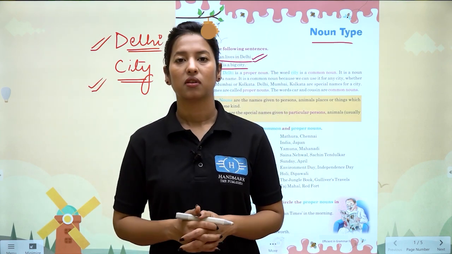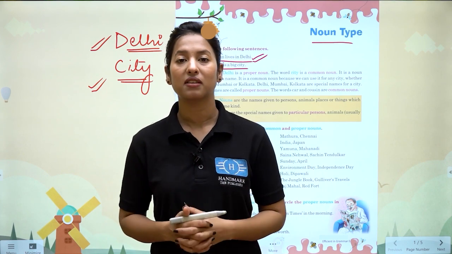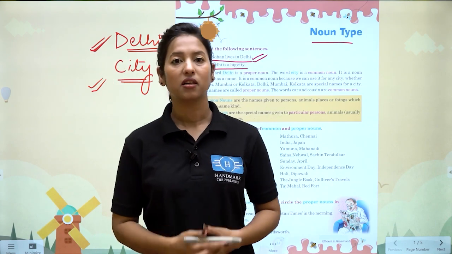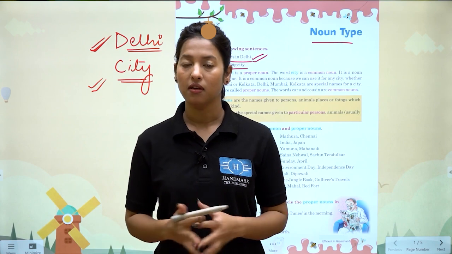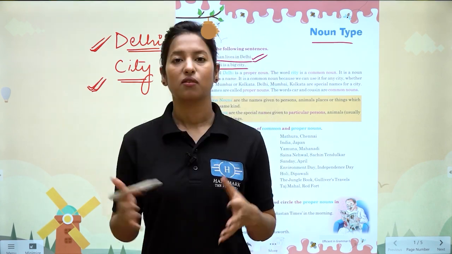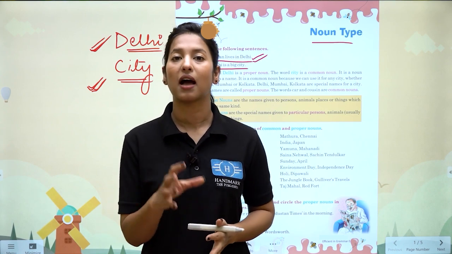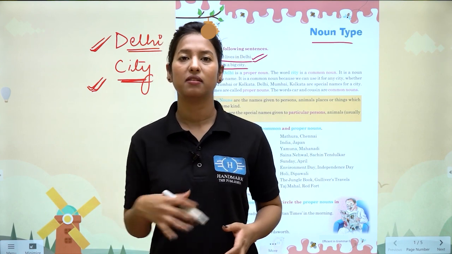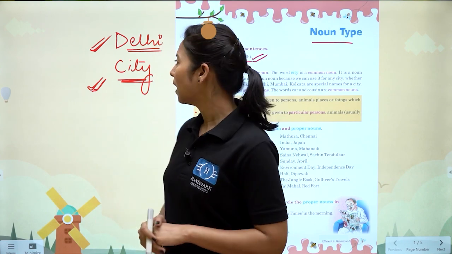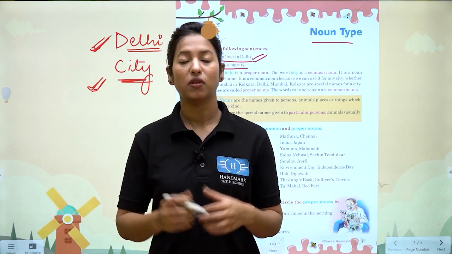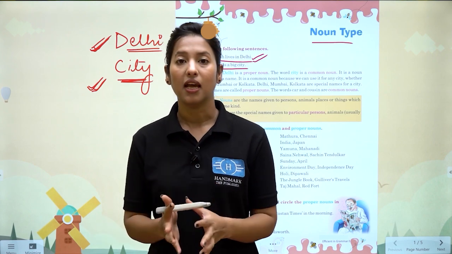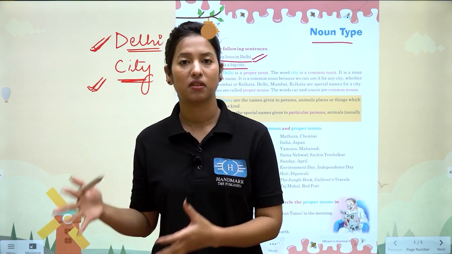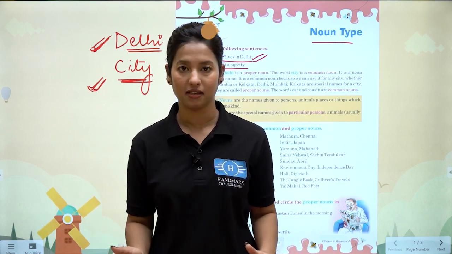Why is it so? Because when we talk about some specific thing, we name it as proper noun. But when we talk about something in general, we call it common noun. So common noun basically refers to a class of entity, like city. City is a class. There are so many cities and it can be any city. But when we talk about some specific entity, then it is called proper noun because here we are talking about some specific thing, some specific person, place, animal, or it can be anything.